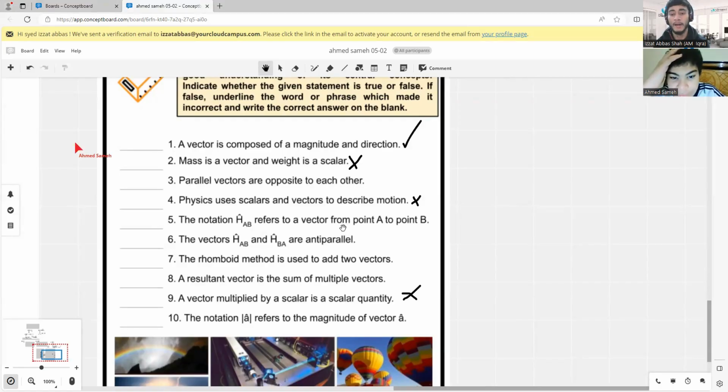Oh, only use vectors only, vectors only. Fine. Okay. Vector multiplied by a scalar is a scalar quantity. Vector multiplied by scalar, it's a scalar quantity. No, it's a vector quantity. Okay. It's okay. Very good. Good attempt.